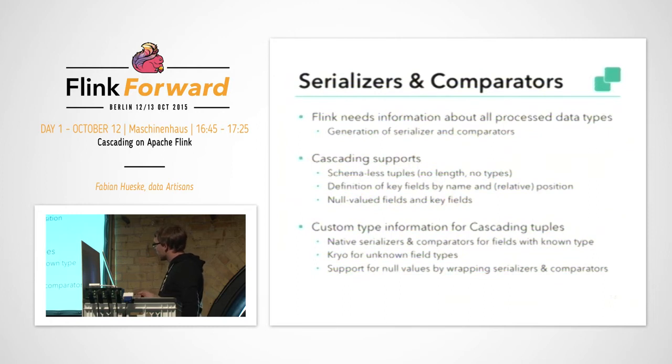In our implementation, we use Flink's native serializers and comparators for all data types which are known, Java primitives and strings. And we also identify data types that implement Hadoop's comparable interface, so Hadoop's writable comparable interface. So we use the serialization logic, which is basically implemented in these methods. For all fields that we don't know, we just use Kryo and serialize the data with Kryo.